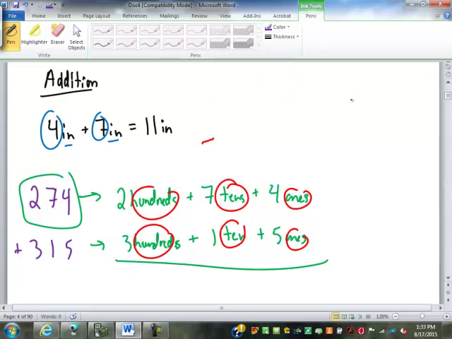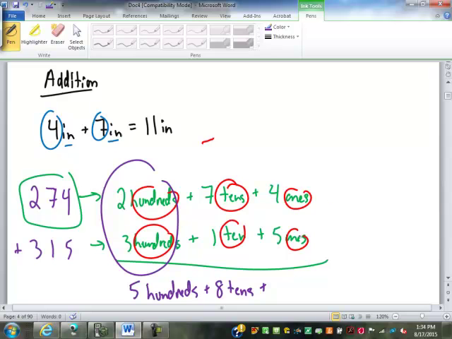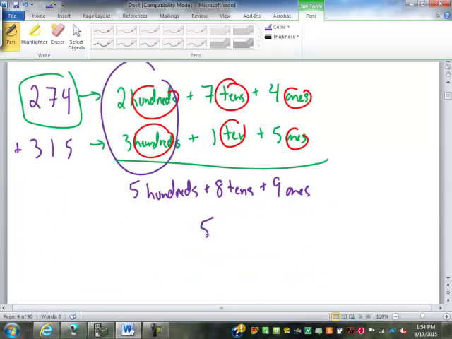I'm just adding straight down the column. So 200s and 300s make 500s. And 7 10s and 1 10 make 8 10s. And 4 1s and 5 1s make 9 1s. So we get 589.